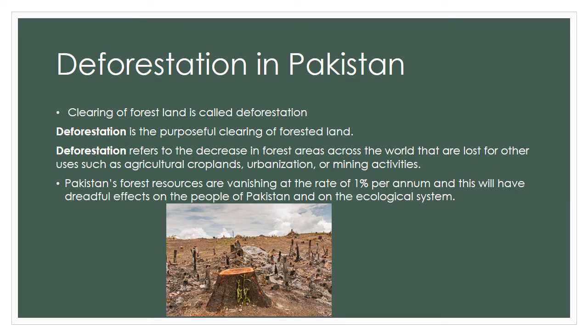Now we see what is deforestation and how it is a major threat in Pakistan for forest resources. So clearing and cutting of forests is called deforestation, and we can say it is a purposeful clearing of forest land either to construct buildings, roads, for firewood, etc. So deforestation refers to the decrease in forest areas across the world that are lost for other uses such as agricultural croplands, urbanization, or mining activities.